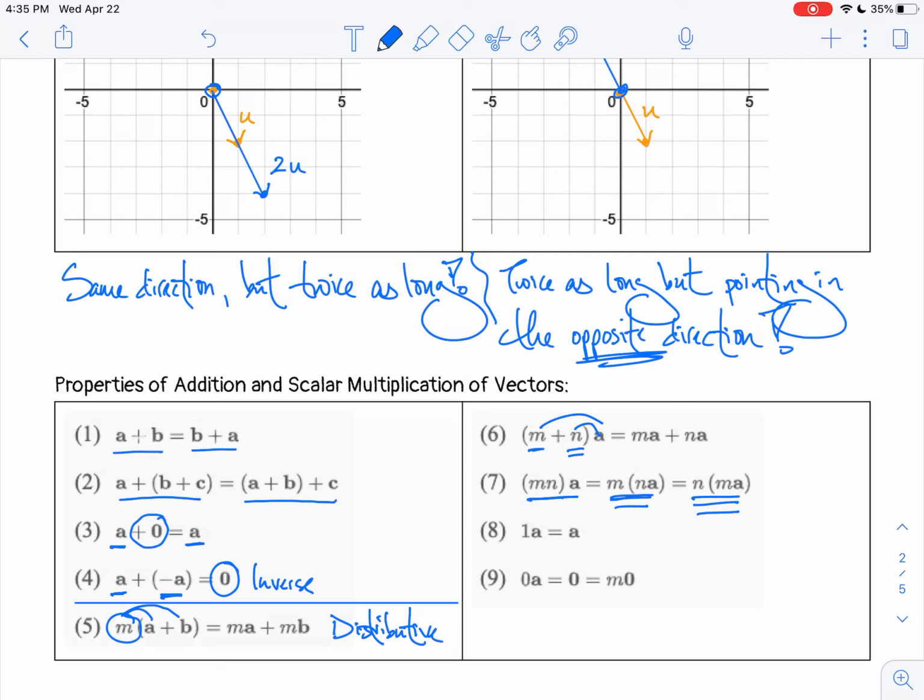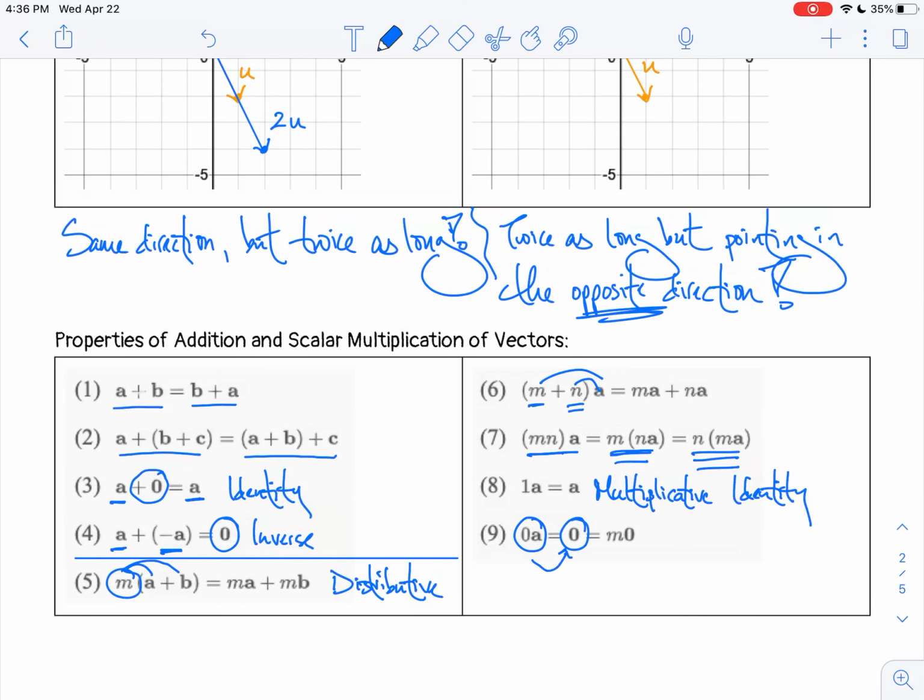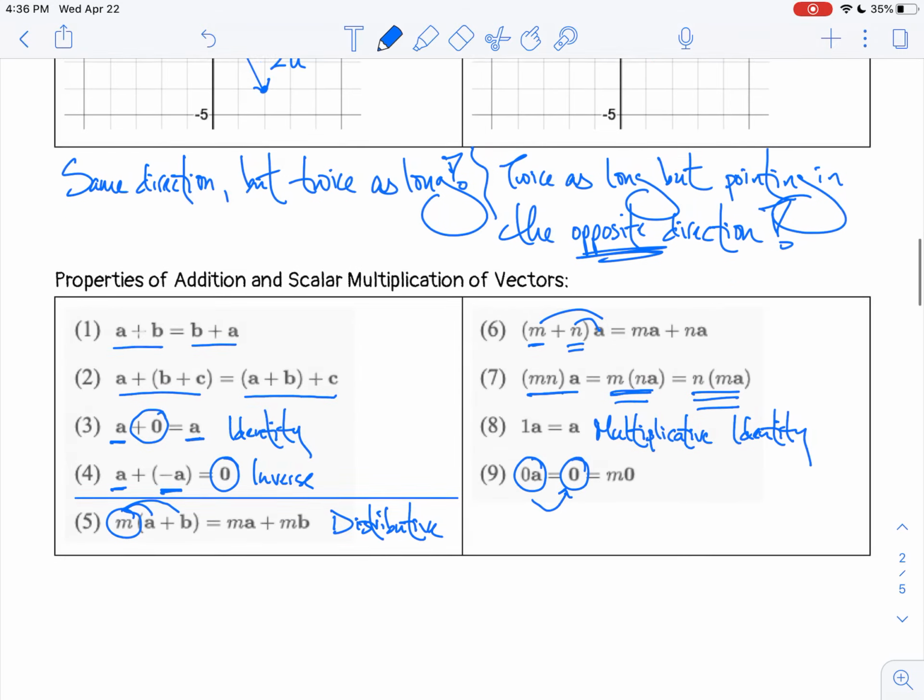And with a plus 0 as the additive identity, 1 times a is the multiplicative identity. And we have our 0 vector, which means that any vector you multiply by 0 gives you the 0 vector back out. These are a lot of the same rules you've experienced for regular addition and multiplication, just in the context of vectors.